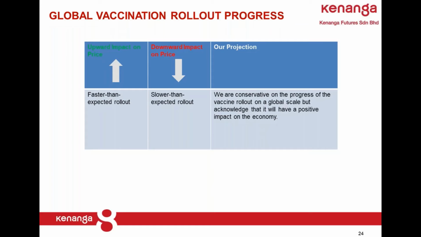Okay, this will be our projection. If there is a faster than expected rollout, it is bullish for natural gas prices, but on the opposite, if it's slower than expected, then it will not be so good for the price movement of natural gas. But overall, we would rather be conservative on the progress, as this will be the first time of a global scale vaccination. But we cannot deny that the availability of vaccines in such a short period of time actually has some positive impact on the economy and also the sentiment of the overall commodity prices globally. This will be on the vaccine rollout.